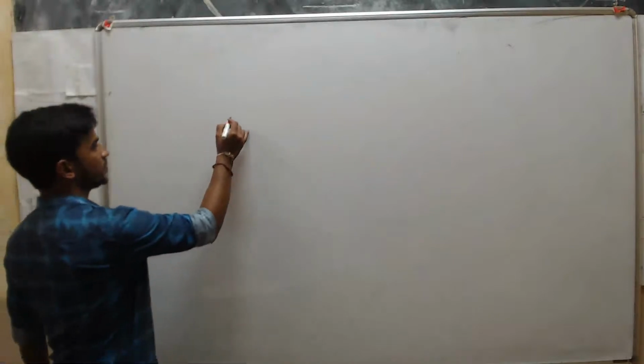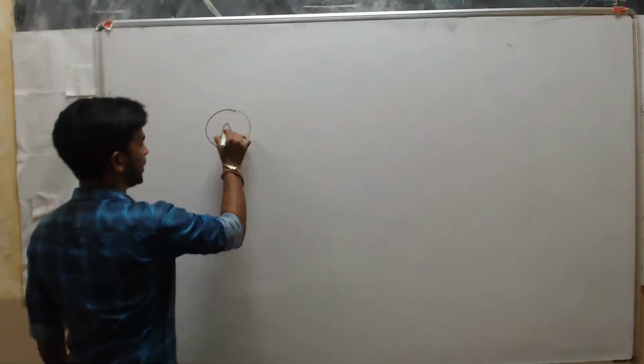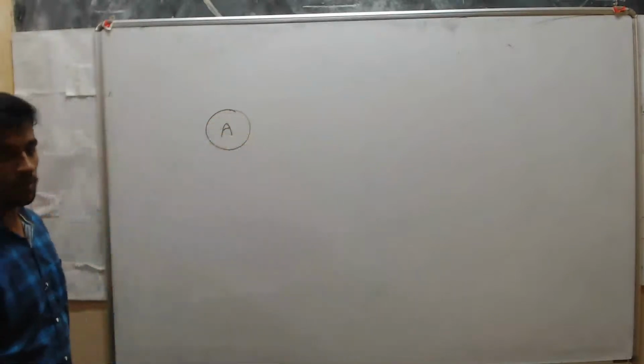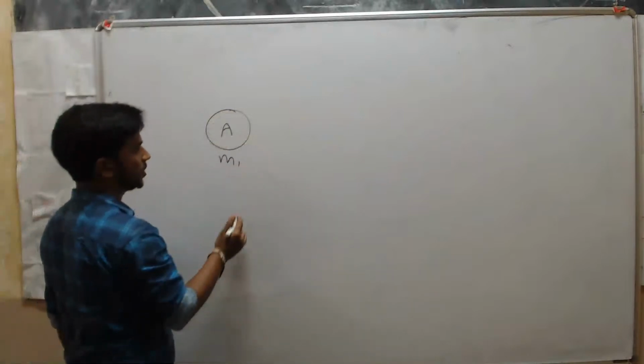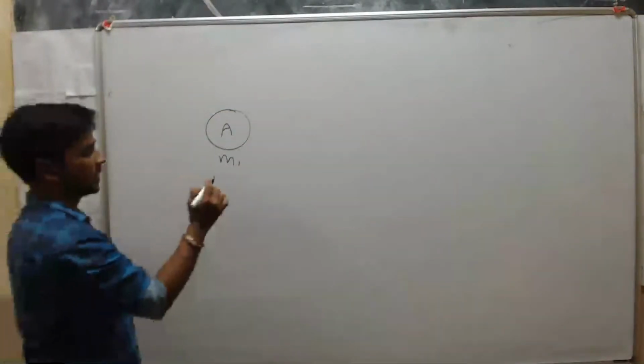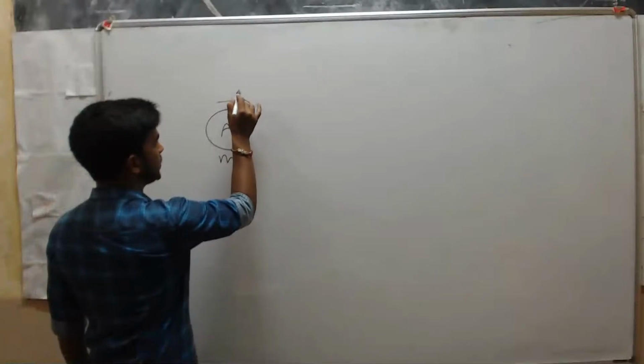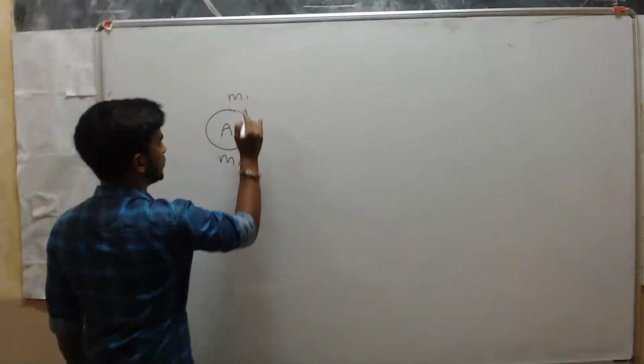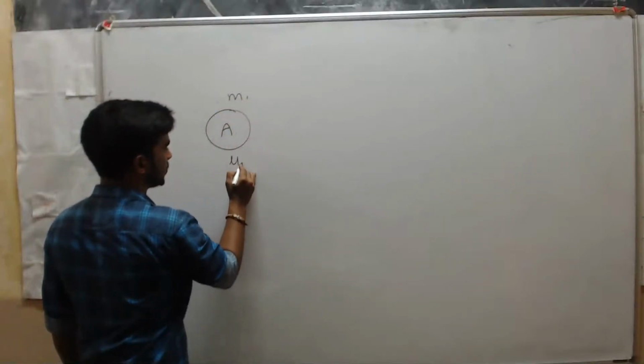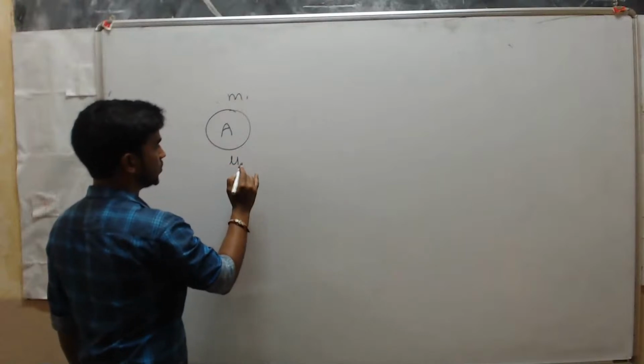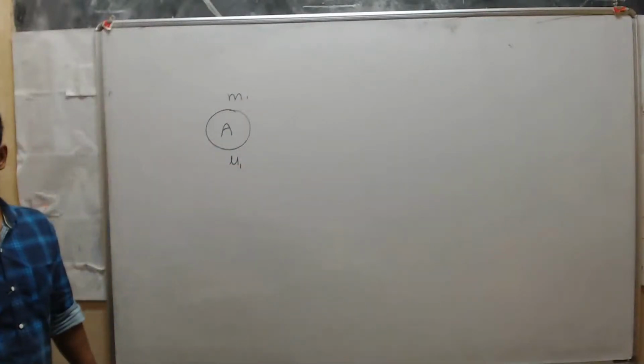Okay, let's begin. Consider a body A. It has mass m1, and it is moving with initial velocity u1.